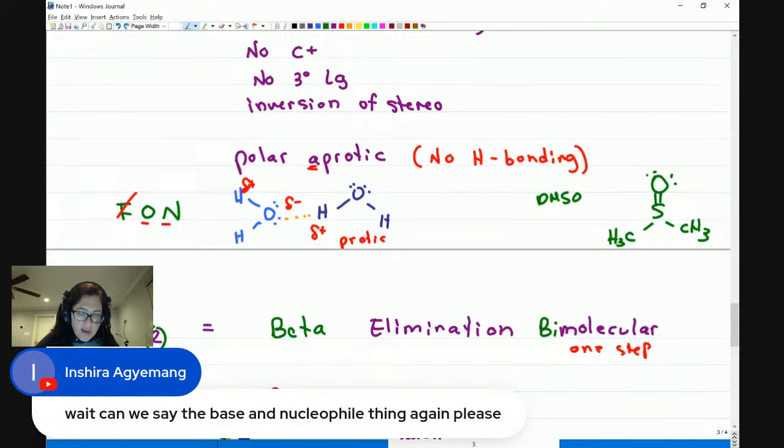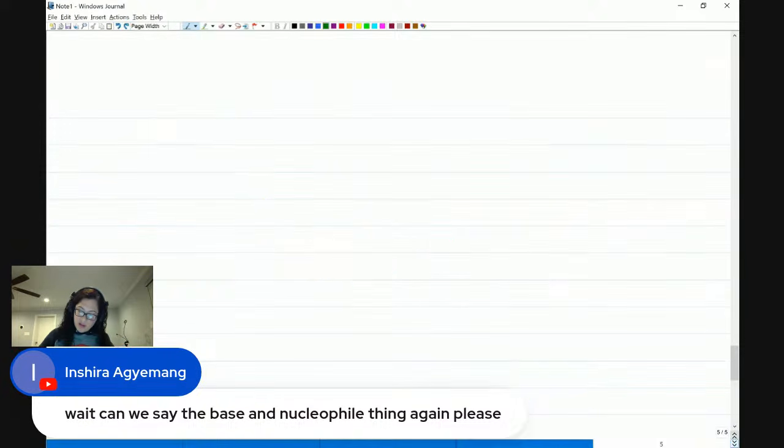Can we say the base and nucleophile thing again? Okay, so here's the thing about a base versus a nucleophile, because I get that question a lot. A lot of students get confused with what's the difference between a base and a nucleophile. So let me see a scared emoji in the comments if that's been bothering you, followed by a clapping emoji if you never want to worry about that question again.